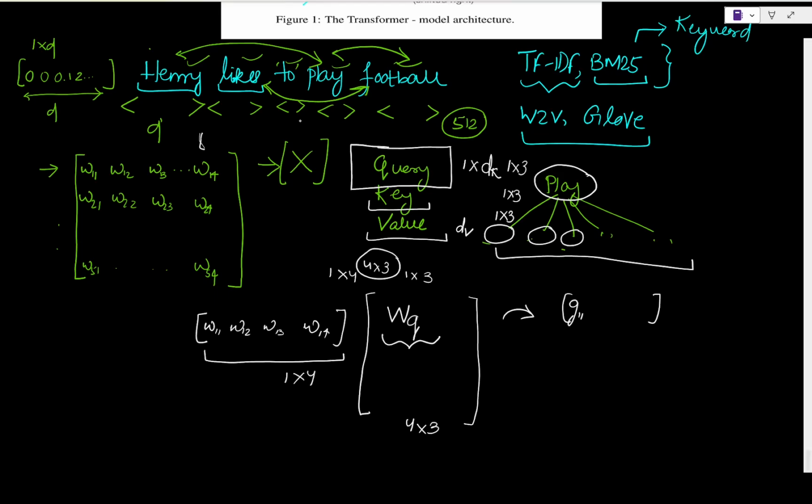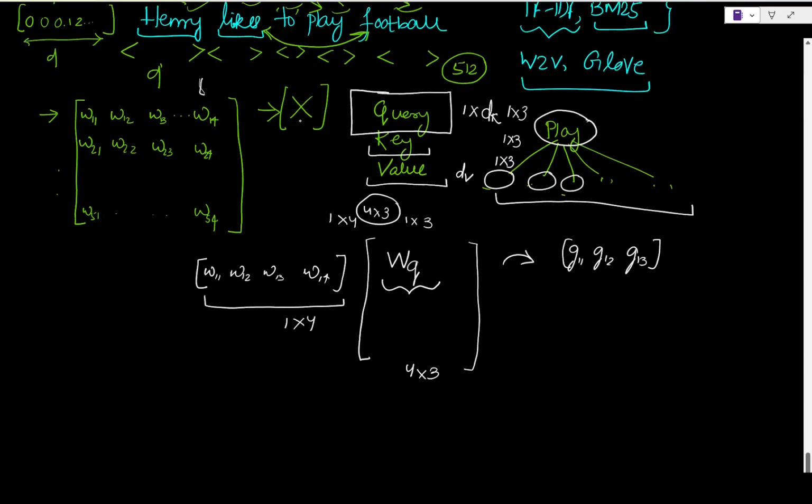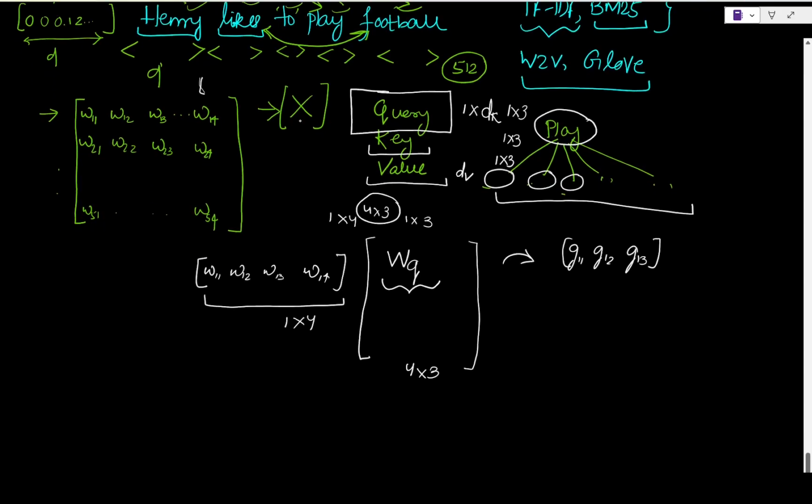Let's call it Q11, Q12, and Q13. This is the query representation of the given word. Okay, fair enough. Now, let's just take some other word. Let's say I'll consider play. So Henry likes to play. Henry and play should be somehow related.